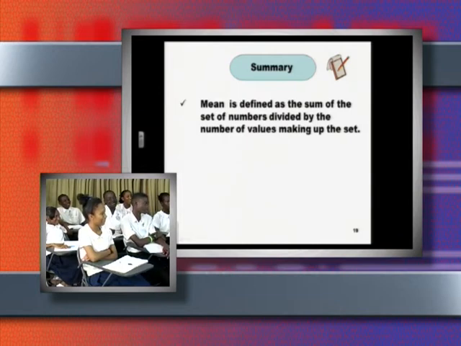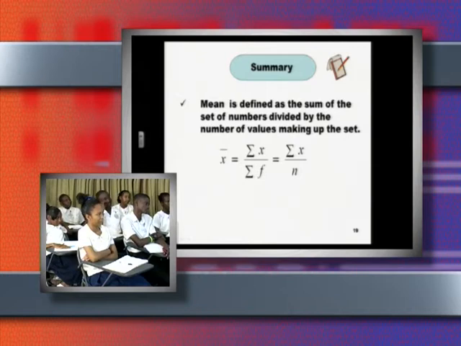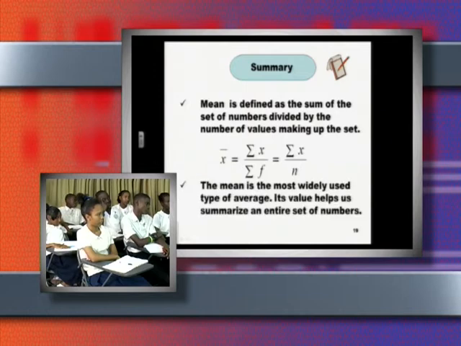Yes, miss. Okay, let us keep on summarizing. There we have our equation, which aids us in arriving at the mean of a set of information. Further, Daryl, would you want to read that for me? No problem. The mean is the most widely used type of average. Its value helps us to summarize an entire set of numbers.